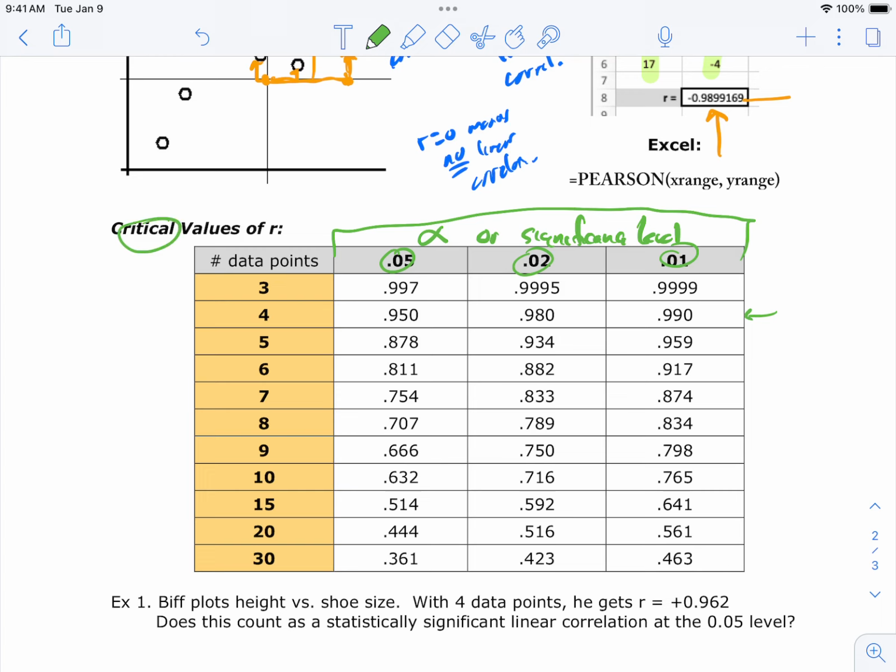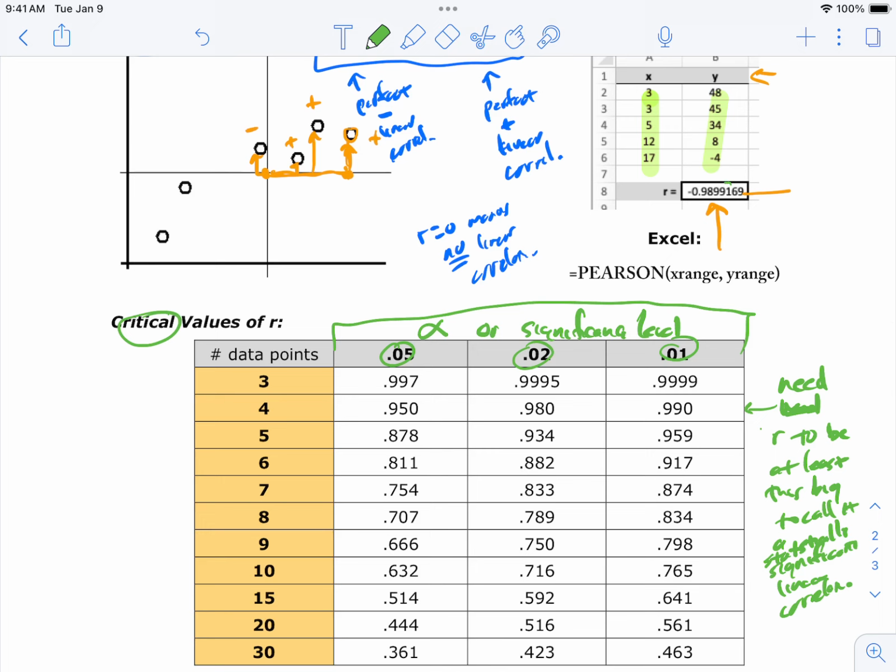In other words, you need R to be at least this big to call it a statistically significant, I guess, linear correlation.